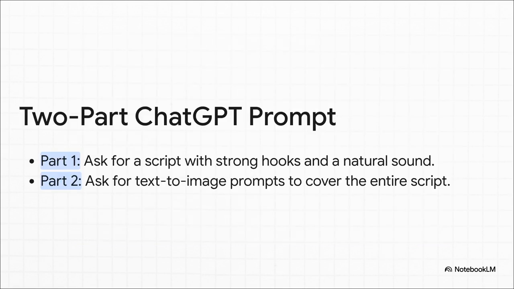So here is the exact prompt structure to use. It's a super simple 2-parter. For part 1, you ask for a script, but be specific. Tell it you want strong hooks and a natural conversational tone. Then, for part 2, you ask it to generate text-to-image prompts that match the script scene by scene. This little trick sets you up perfectly for our next step, creating the artwork.